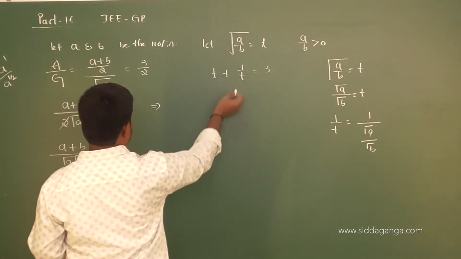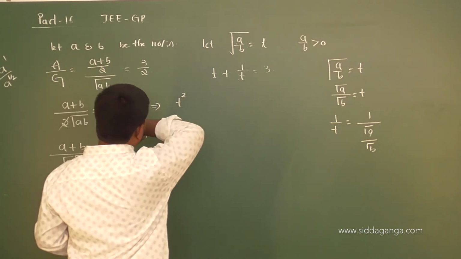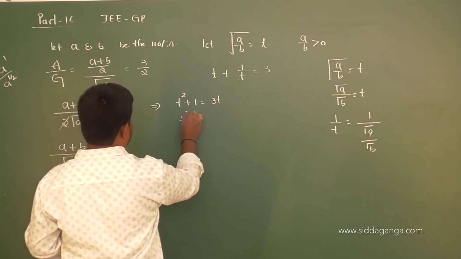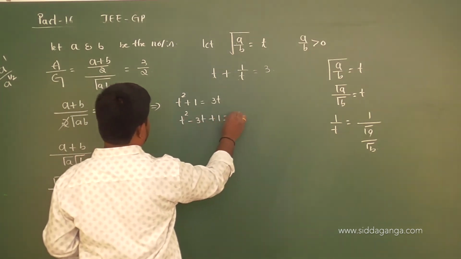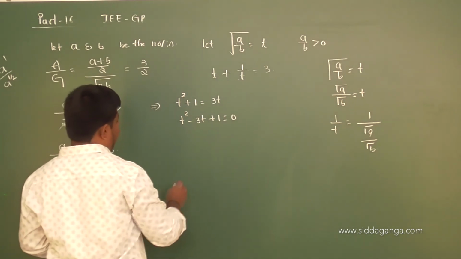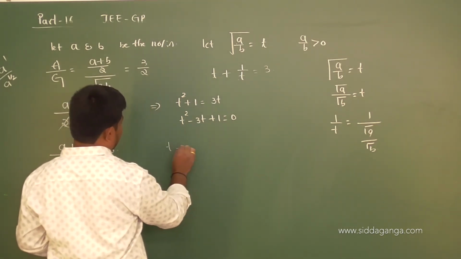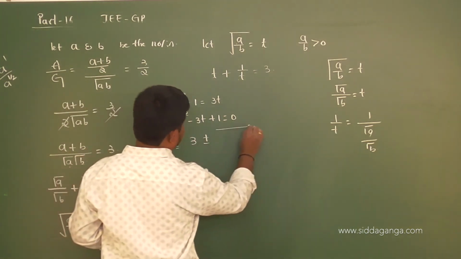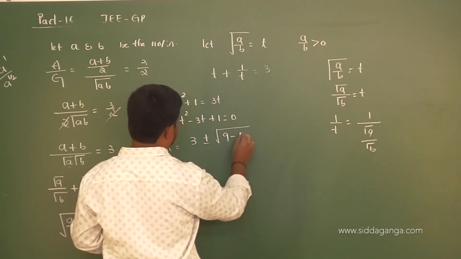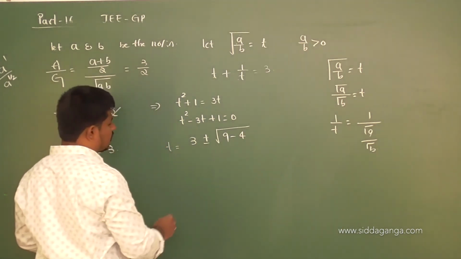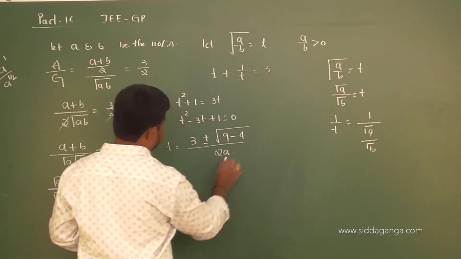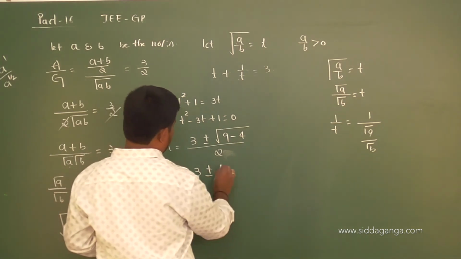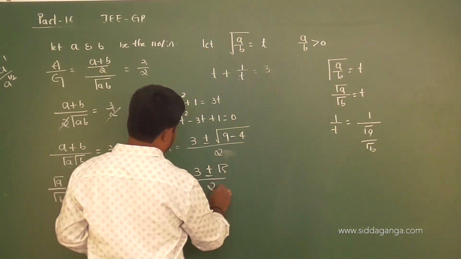Now let me solve this. LCM is t. So t square plus 1 is equal to 3t, right? Or t square minus 3t plus 1 is equal to 0. Anyway, you have a quadratic equation. So t is equal to minus b plus or minus root of b square minus 4ac, by 2a, which gives 3 plus or minus root 5 by 2.